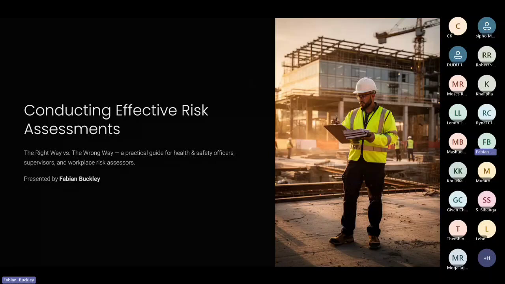Okay, so let's jump straight in. Conducting effective risk assessment: there's the right way versus the wrong way. A practical guide for health and safety officers, supervisors, and workplace risk assessors, presented by myself. So we'll be going through various aspects of this.